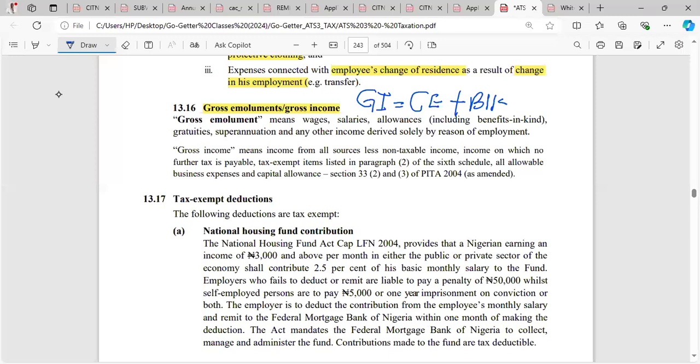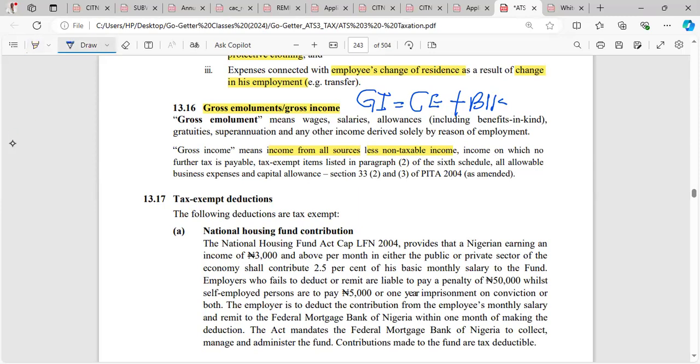Now, this is the first definition of gross income here. Gross income means income from all sources, less non-taxable income. These are incomes on which no further tax is payable. Tax exempt items listed in paragraph 2 of the sixth schedule, all allowable business expenses and capital allowances. So now you will say your gross income will now have a new definition.